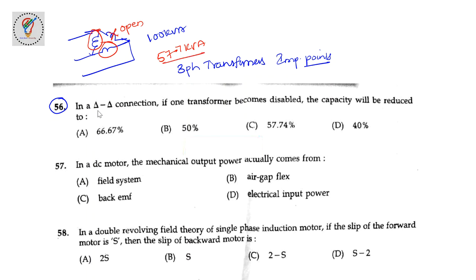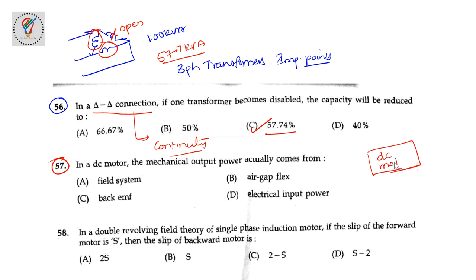But the advantage is it will continue to provide its supply. So continuity of supply is required. Wherever you want continuity of supply, we can use these delta connected transformers. So the answer for this question is C here. So 57.74. Next question, 58th question here. In a DC motor, the mechanical output power actually comes from. As per the law of conservation of energy, energy cannot be created or destroyed. It can be transformed from one form to another form. And we know that it's a DC motor.